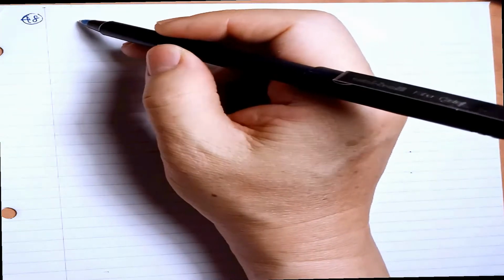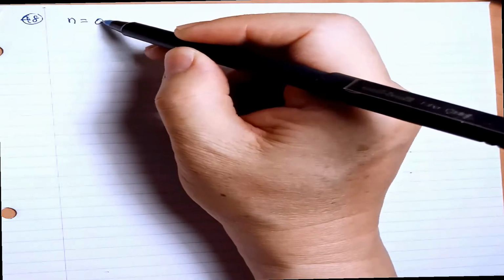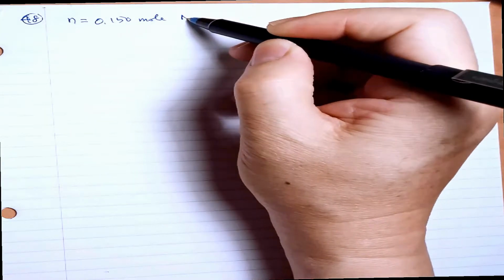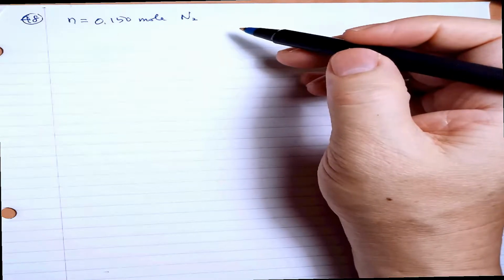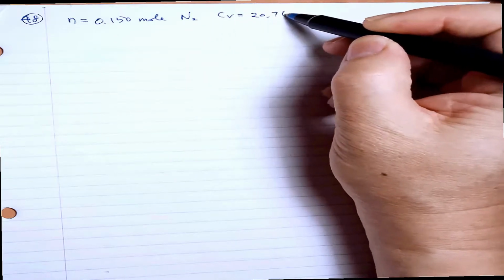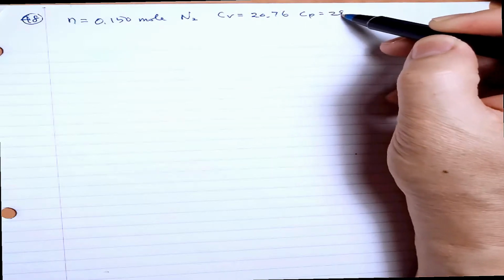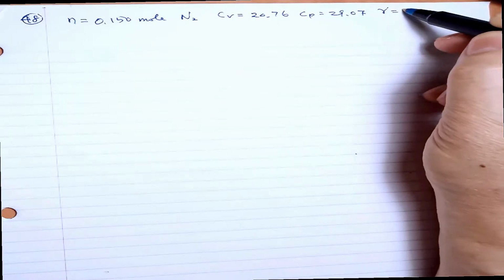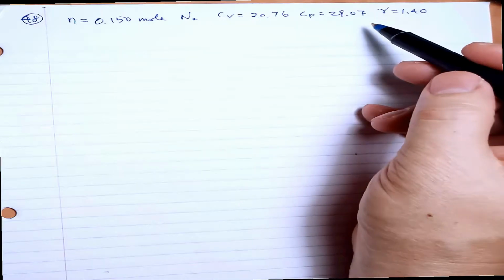So question 48. First, question 48 says, a cylinder with a piston contains 0.15 moles of nitrogen. So nitrogen, 0.150 moles of nitrogen, which is diatomic, and then you can look it up on the table for nitrogen. CV equals 20.76, CP is 29.07, gamma is 1.40, so these are all just data.